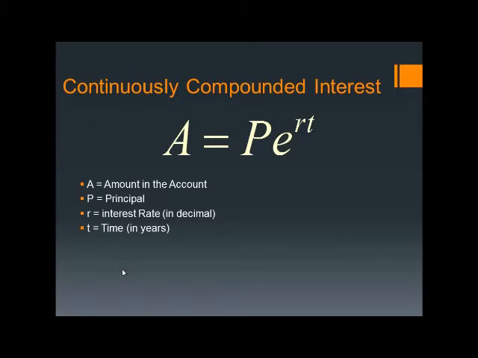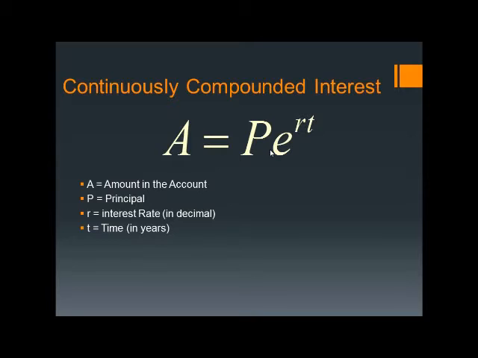Continuous growth. Suppose we have an account that is always making money. Not every hour, not every minute, not even every second. It is just always compounding money. The variables are all the same as they were before. A is the amount of the account, P is the principal, your initial value, R is still your interest rate in decimal, T is still time in years. The only difference is R is now up in the exponent, and the base has been replaced by E, because it's compounded continuously. That's the key word there.